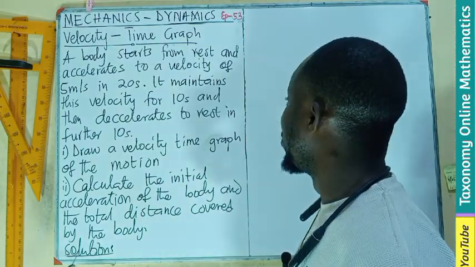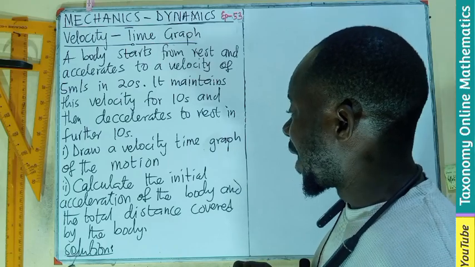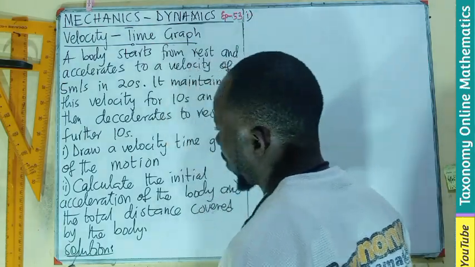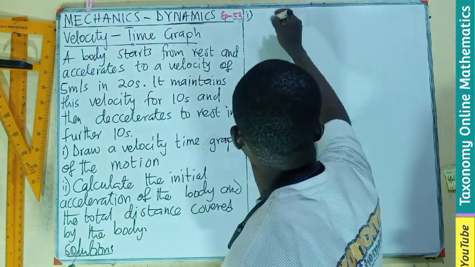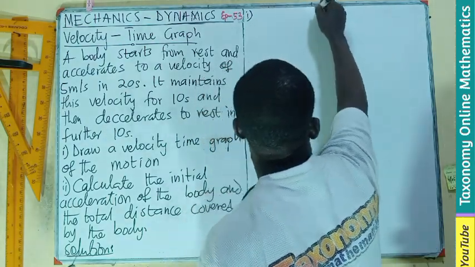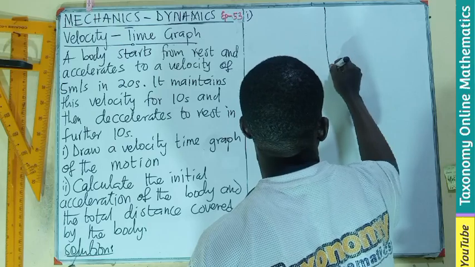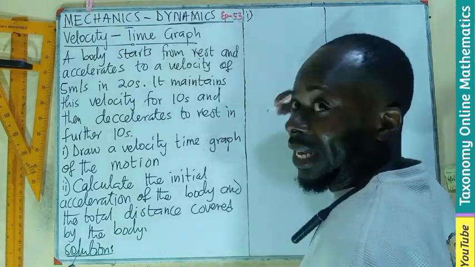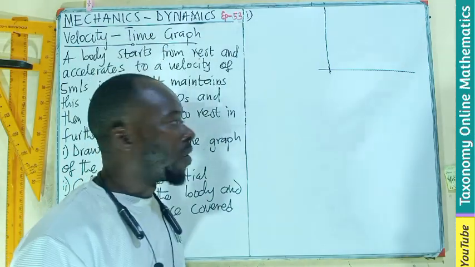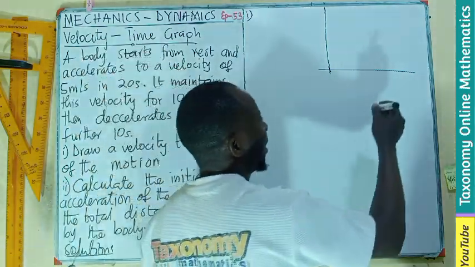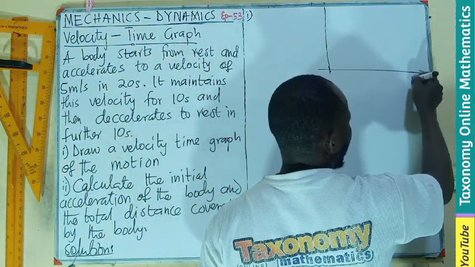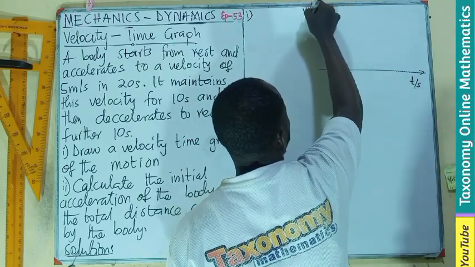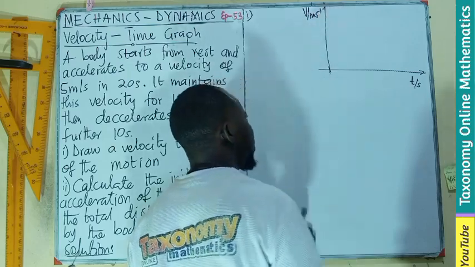So from here, what do we do? Let's start with the first one, which is asking us to draw the velocity time graph. Let's begin somewhere here. So we have the origin to be what? 0. 0 is the origin. Then we can say that this is the axis for time in seconds. This is the axis for velocity in meters per second.